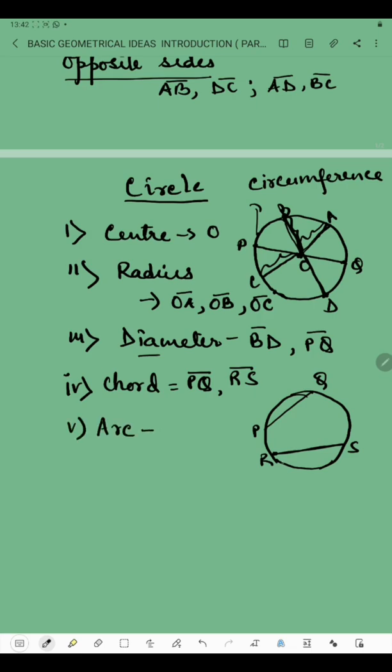Okay. Now what is an arc of a circle? An arc is any portion of the circumference of a circle. Suppose this is an arc. If I name its endpoints as, say, T and U, then it will be denoted by this sign. So this is the arc of a circle.